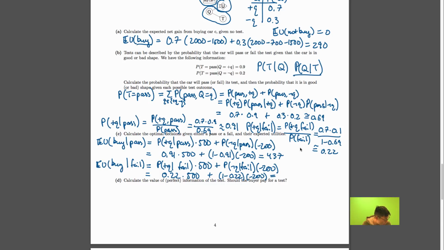And this is actually a negative quantity, because this is negative 46. OK, so let's analyze this. So if we do the test and it happens to pass, we should buy the car, right?